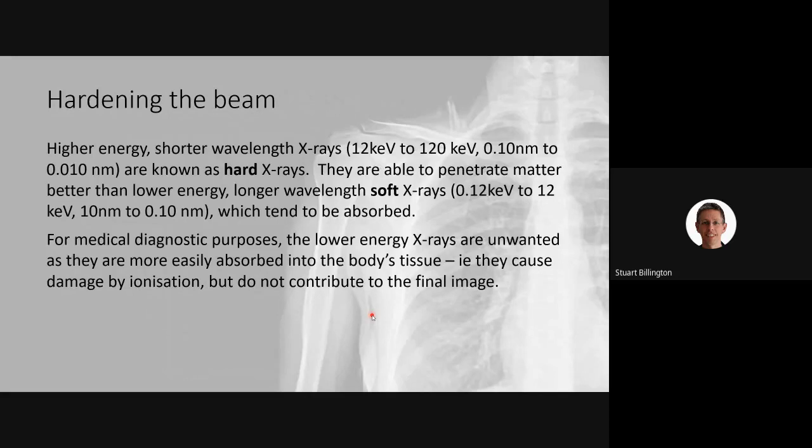So they are not going to come out of the other side of the patient. They are not going to be detected by a detector. They are not going to add to the image at all. And yet you've just ionized your patient unnecessarily by these longer wavelength X-rays. So these longer wavelength X-rays that are absorbed by soft tissues are often referred to as soft X-rays. The other ones that go straight through are referred to as hard X-rays.